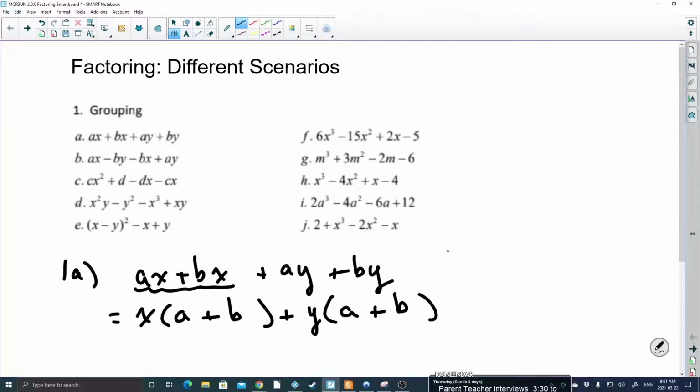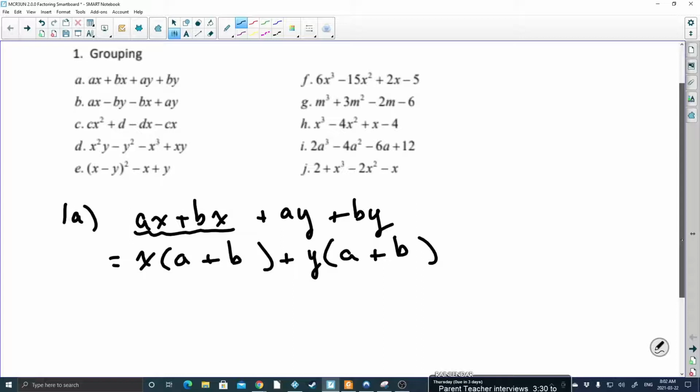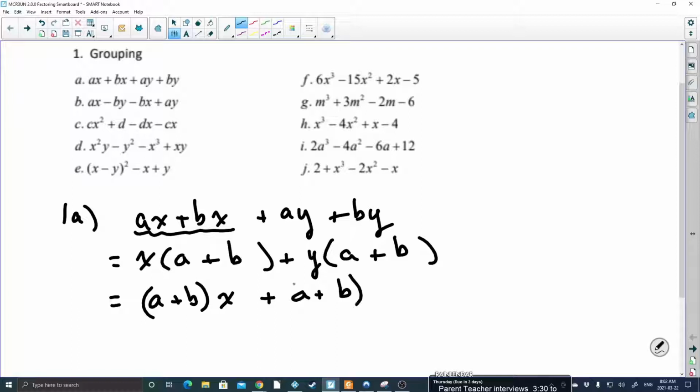Now, this gets a little bit confusing for students, specifically because it's written so that the x is the first variable and then the coefficient is second. So usually, we would write this like this, and I'm going to do that because I want to make a point here. I'm going to put the a plus b's in front of the actual two variables. So what we have here is a scenario where we have another common factor. A plus b is a factor because it's multiplying x and multiplying y.